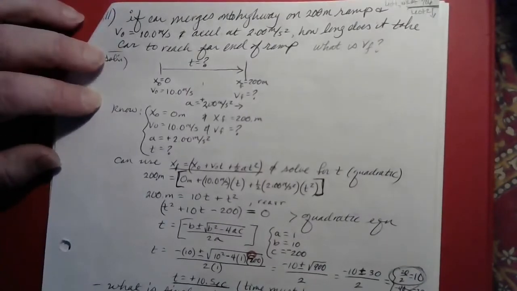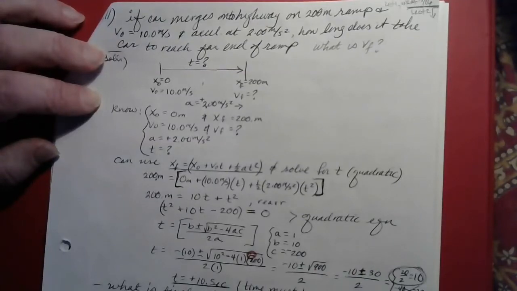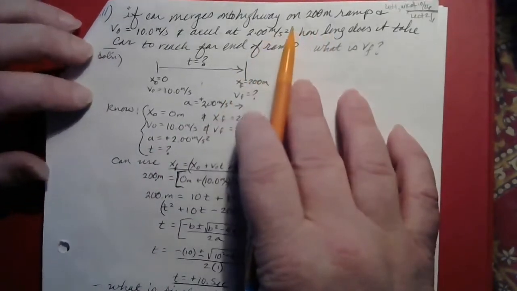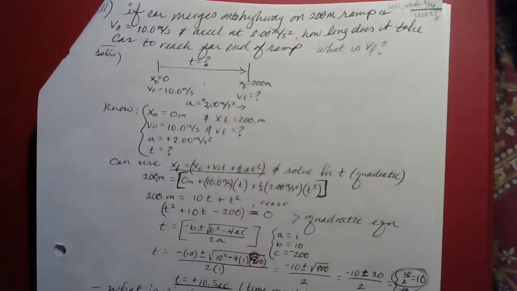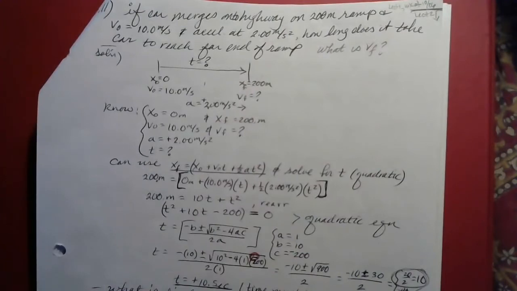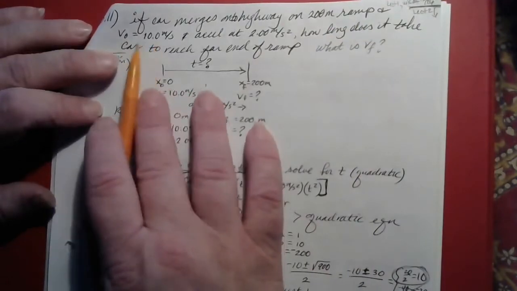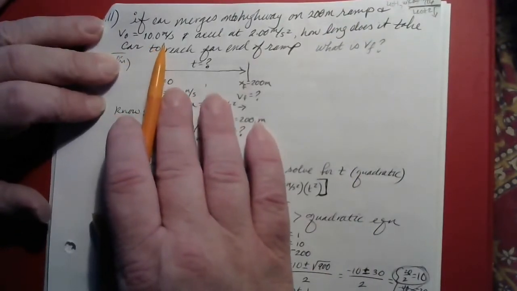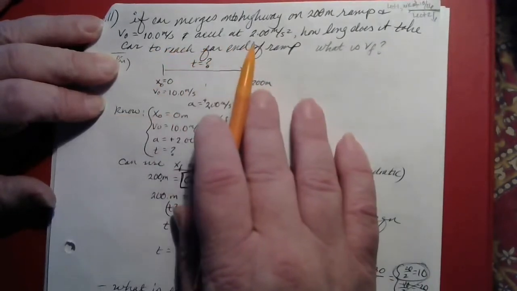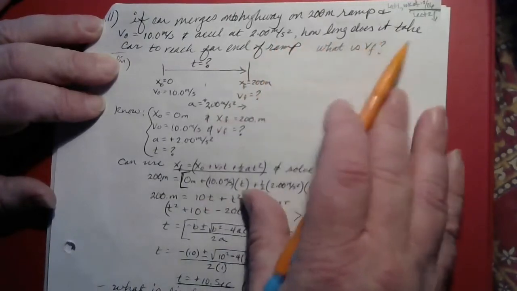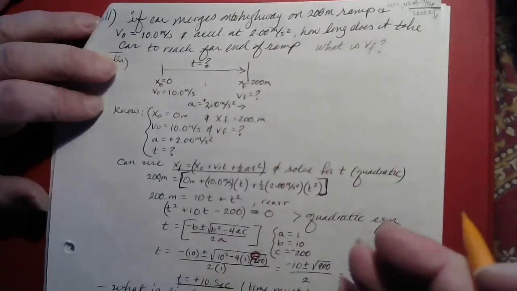this example. But this is an example of using our kinematic equations to find some information about a car that's merging onto a highway. This is the kind of stuff that traffic engineers might want to use, and they actually do use equations like this to find out this kind of information. In this case, the ramp is 200 meters long. The initial velocity of the car entering the ramp would be 10 meters per second, and it accelerates at a rate of 2 meters per second squared. So the question would be, how long would it take the car to reach the far end of the ramp?